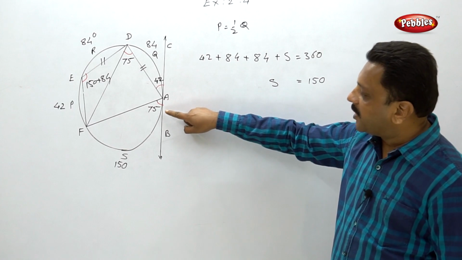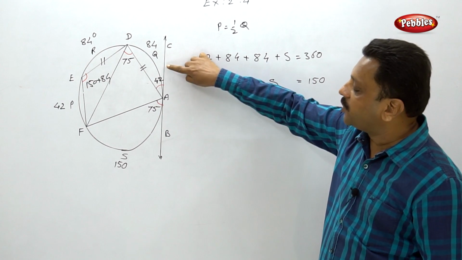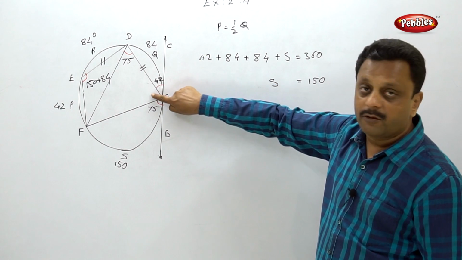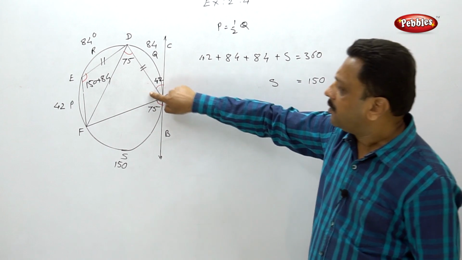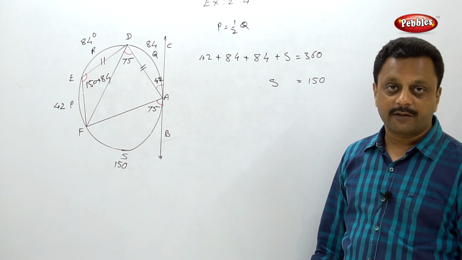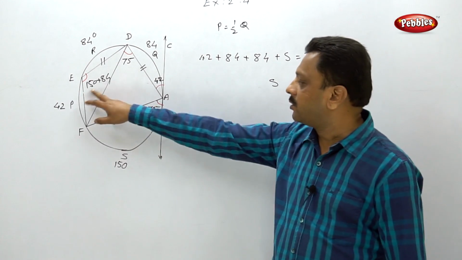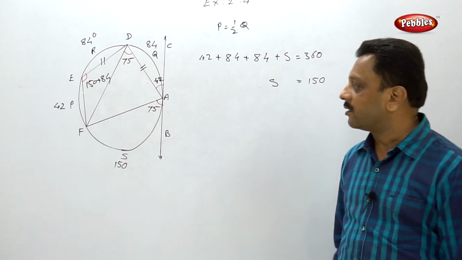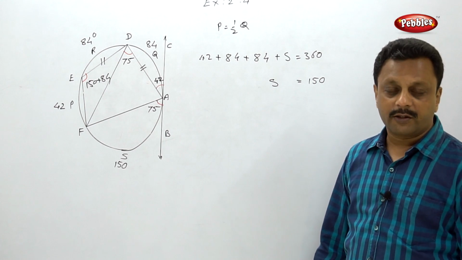You can find this by some other method also. Like if this is 75, this is 42, then you can subtract 75 and 42 to get this angle. Then these two angles are supplementary, cyclic quadrilateral. So by that way also you can find these two angles, doesn't matter, but they are asked here, 150, that is why we found this.